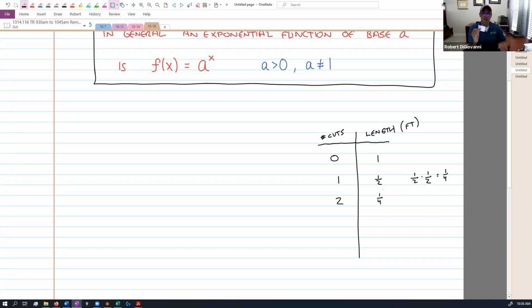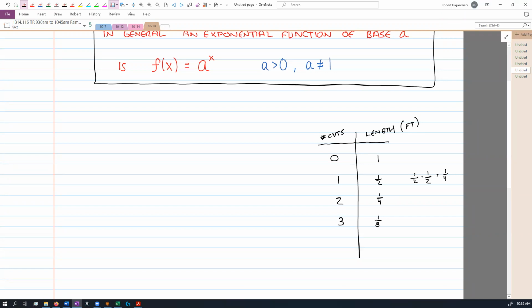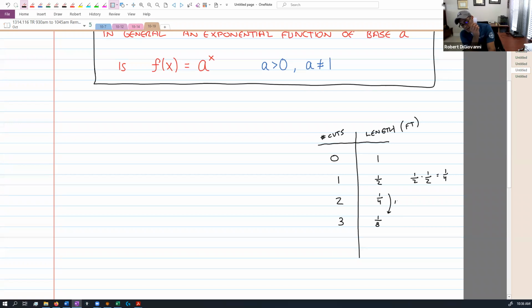Ready? Go again. Cut that in half. How long is that? 1/8 of a foot, right? It's 1/8 of a foot, because I did half of a fourth. So I took that fourth and I multiplied it times a half. See, I took this half, I multiplied it times a half. Now I'm gonna do it again.